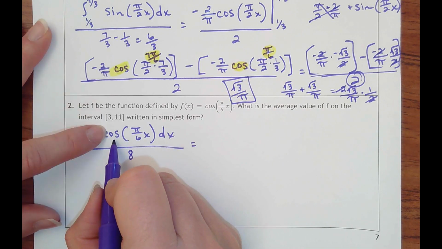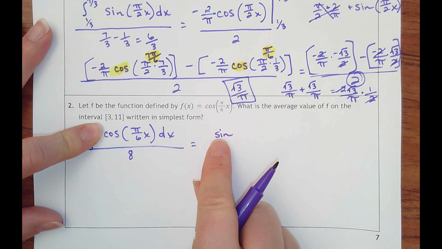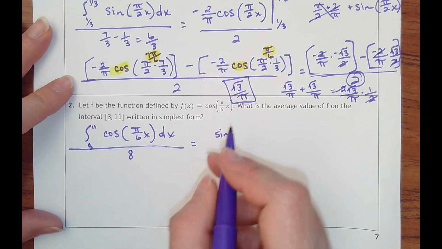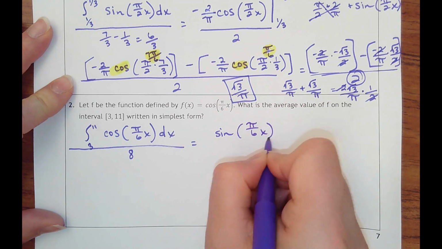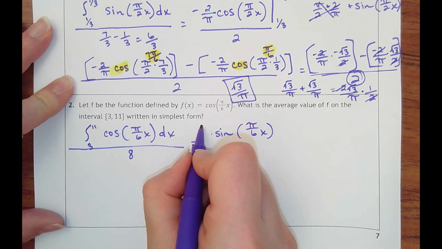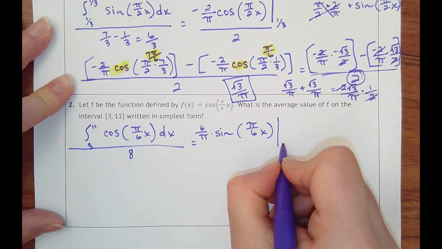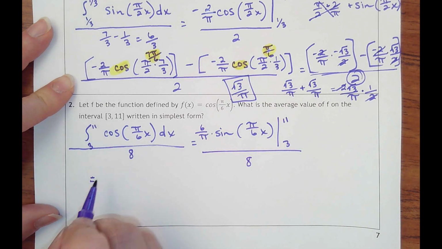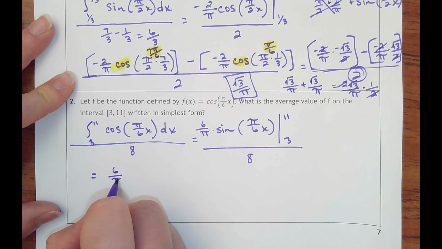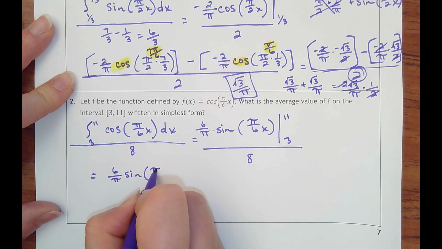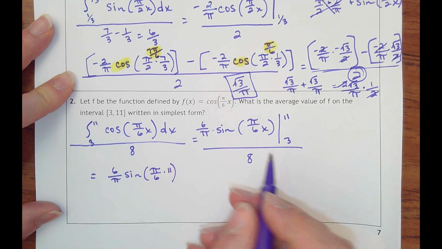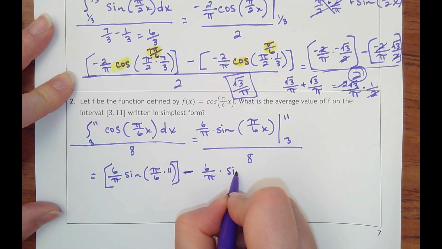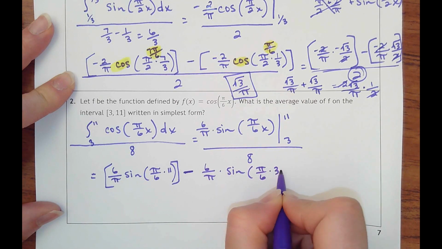We're going to anti-derive. So the opposite of the cosine is sine. And then ask yourself, what's the derivative of sine? Cosine. I don't need to have a negative this time, which is going to make our lives a little bit easier. I'm going to keep the inside part, but I have to multiply by the reciprocal, which would be 6 over pi. Evaluating from 3 to 11, again divided by 8. That's going to be 6 over pi times sine of pi over 6 times 11 minus 6 over pi times sine of pi over 6 times 3.